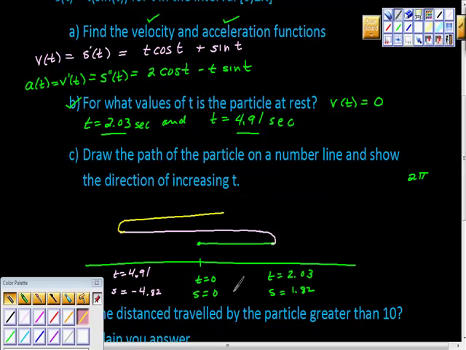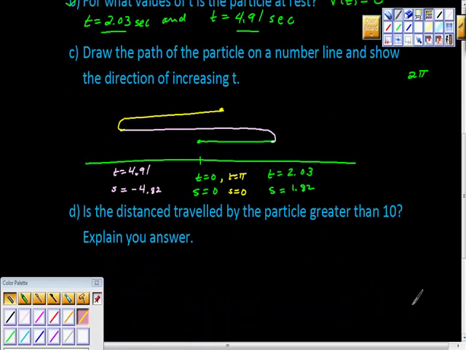when time is pi, position is also 0, and we proved that with the calculator, right? So here are all those places. So now what we need to know is, is the distance traveled by the particle greater than 10?